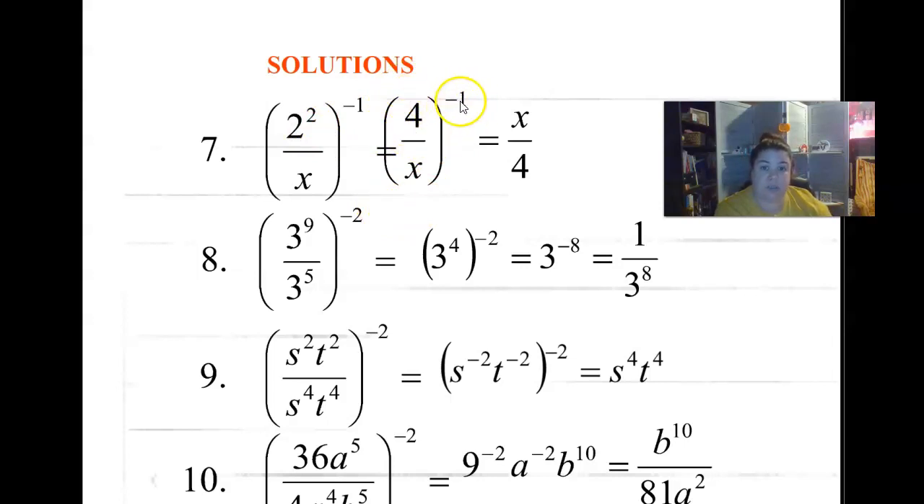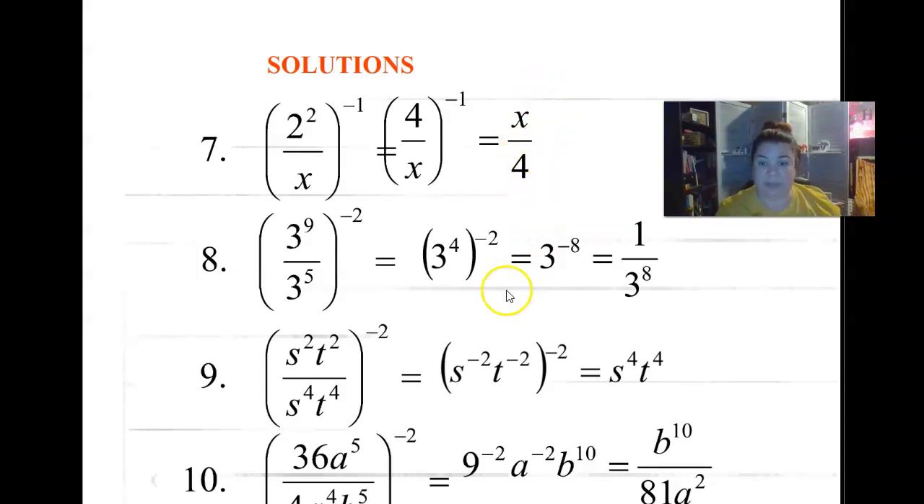Now we've got to distribute this guy. So we just kind of flip them. Since it's negative 1, any number times 1 is the number itself. So we have 4 and the x. You just kind of flip it. You do the reciprocal of it.